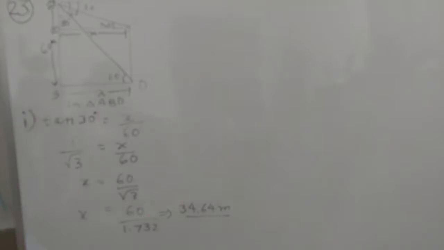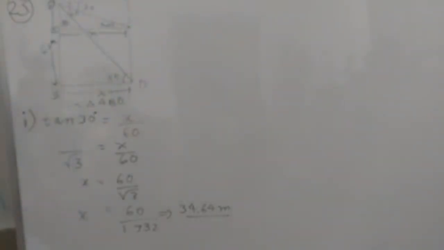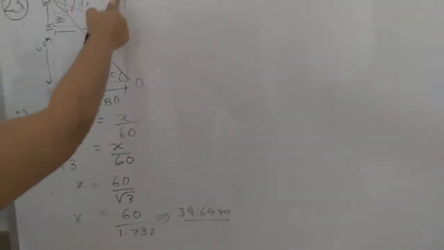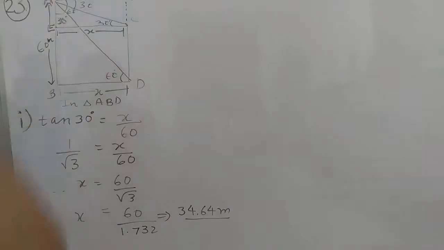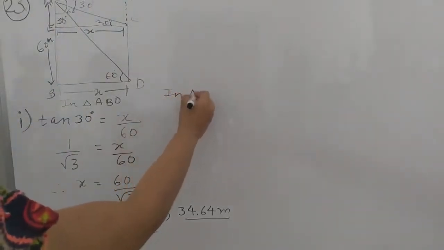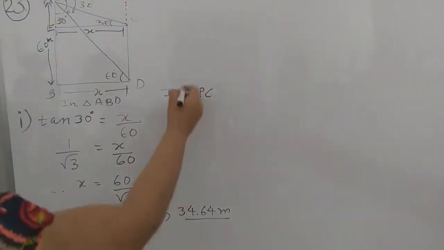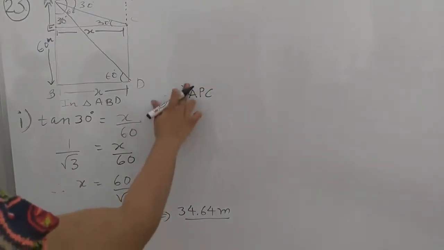Now the second answer, the height of the lamp post CD, we want to find out. For that, here I will form a dotted line. So the smaller triangle is formed here, and I take that triangle only. Here is x, so this is also x. Now we take this smaller triangle. Here if I take point P, it is triangle ACP. So writing in triangle ACP.